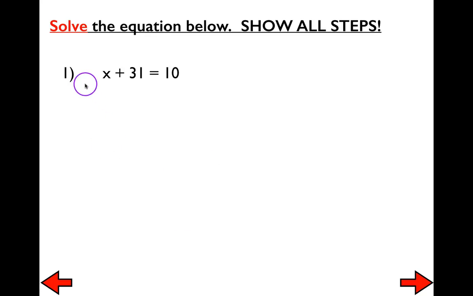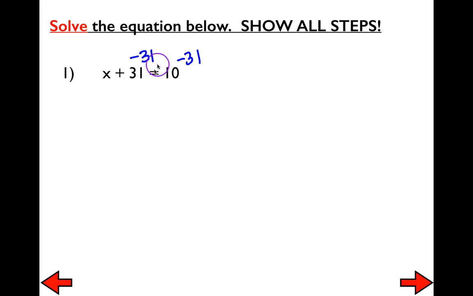Okay, so for this first problem, it says solve the equation below, show all your steps. So here, the first thing I'm going to want to do is isolate x. And the only way to do that is to get rid of this positive 31. So I'm going to go ahead and say that the opposite of adding 31 is to subtract 31. So I'm going to go ahead and subtract 31 from both sides. And that's basically using the subtraction property of equality because I'm doing it to both sides.